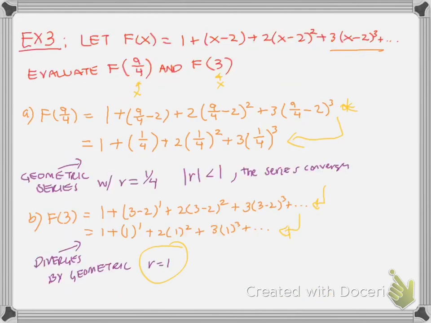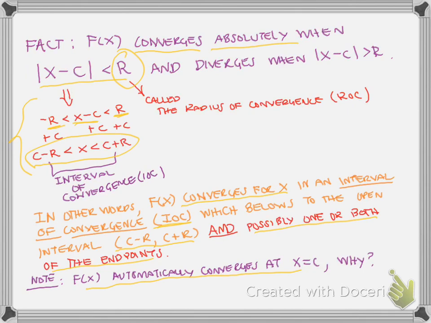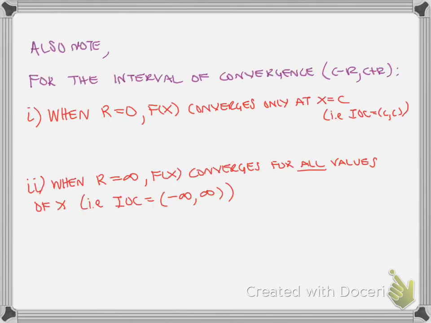So you will automatically, at the very least, have one point of convergence. C will always converge, so just keep that in mind. You'll have at least one point of convergence, and that's very important to understand. All right. Also note for the interval of convergence, if we're looking at c minus r to c plus r, in the examples you'll see how to find those.